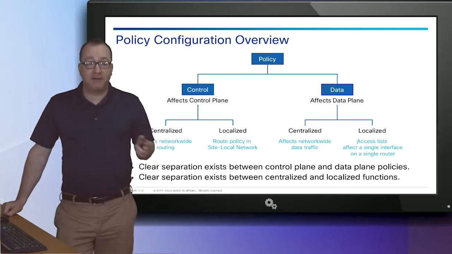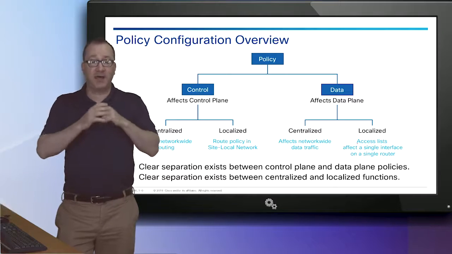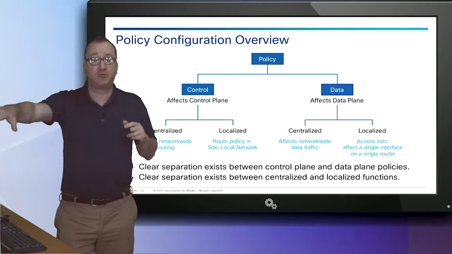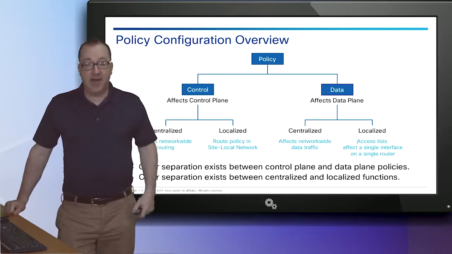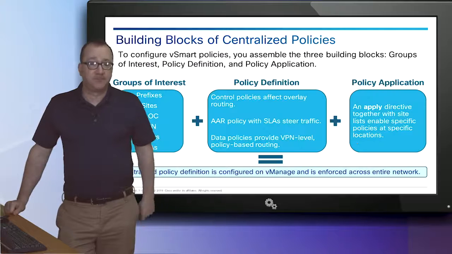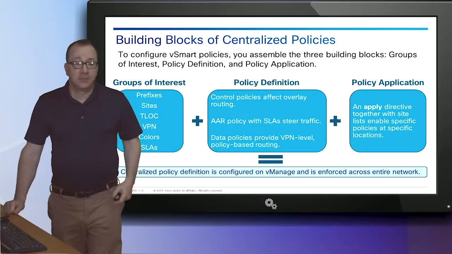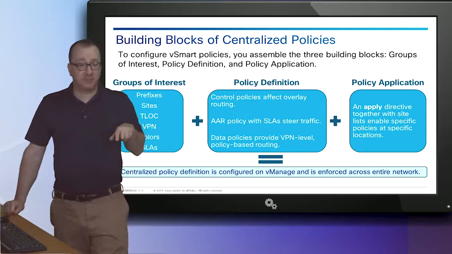However, a localized policy affects a single edge device. So we can create a localized policy and apply it to just one site. For example, on site X, use a special ACL, and it's applied to just that device. All the centralized policies are applied on the vSmarts.